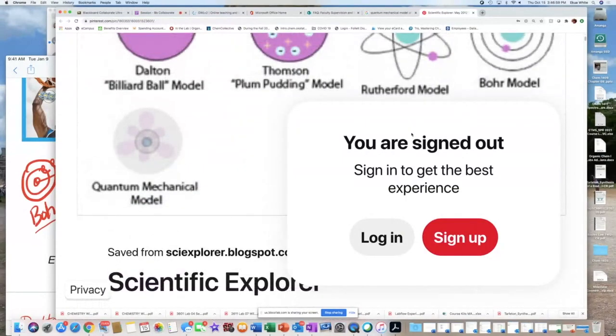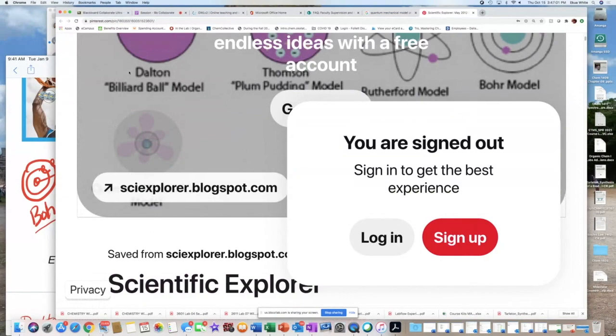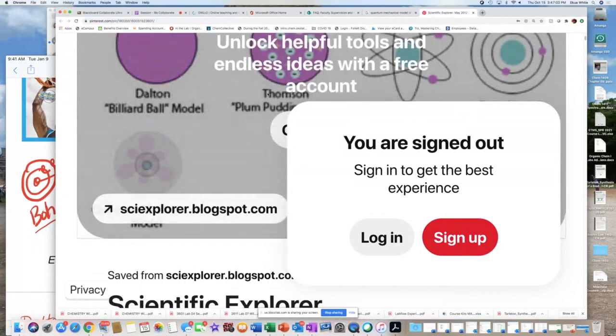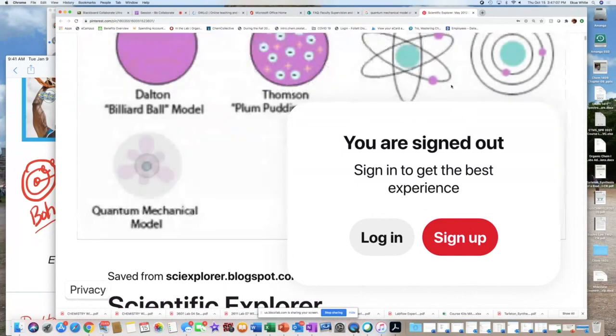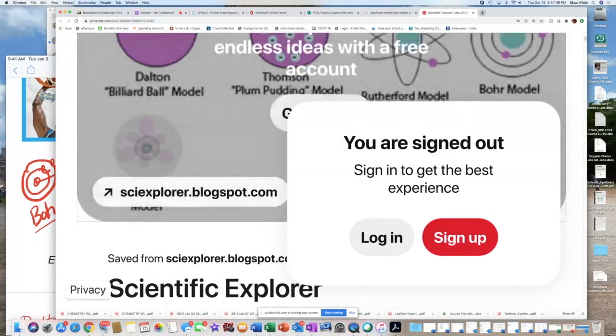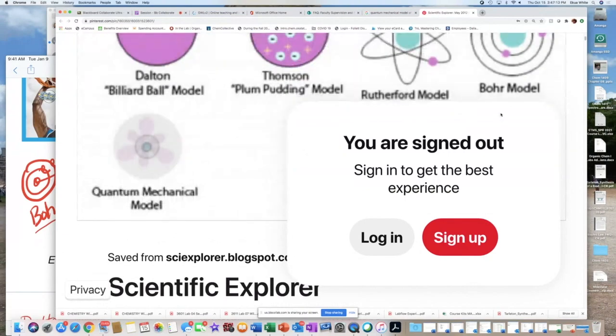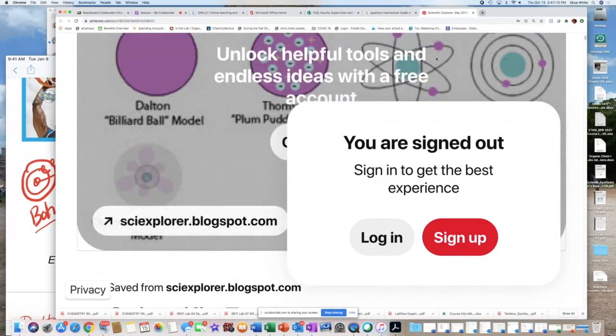So you can see right here, Dalton's model. You have Thomson, J.J. Thomson. You have Rutherford's model, Bohr's model, then you have this one right here. Now, Rutherford's model, usually they just show you the nucleus in the middle and they don't really show you this part much right here. But then you have the quantum mechanical model right here. Anyway, you get the idea.